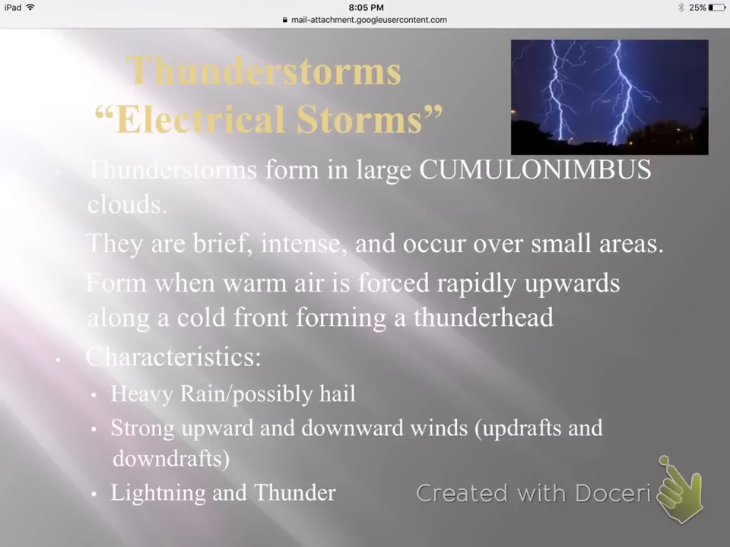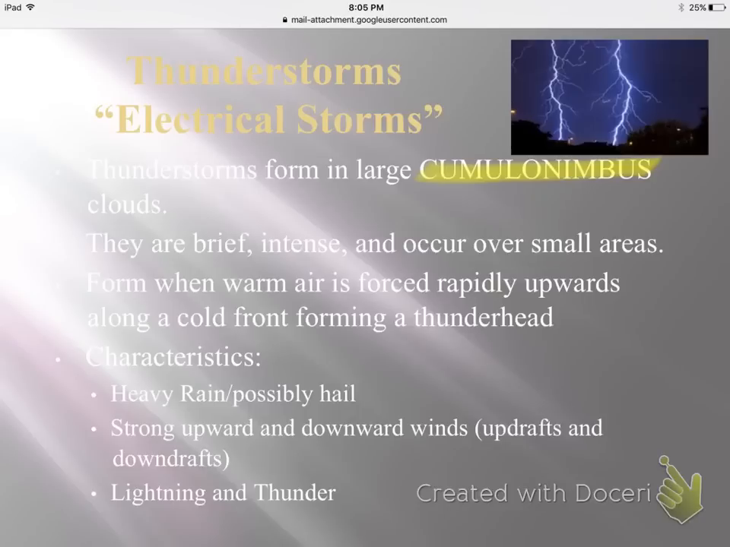Thunderstorms, or electrical storms, are going to be your storms that are forming in those cumulonimbus clouds that we were talking about earlier. They're brief, they're really intense, and they occur over small local areas. These occur whenever warm air is forced really rapidly upwards along a cold front, and it forms the cloud that we like to call a thunderhead, and that's what's going to produce the thunderstorm.